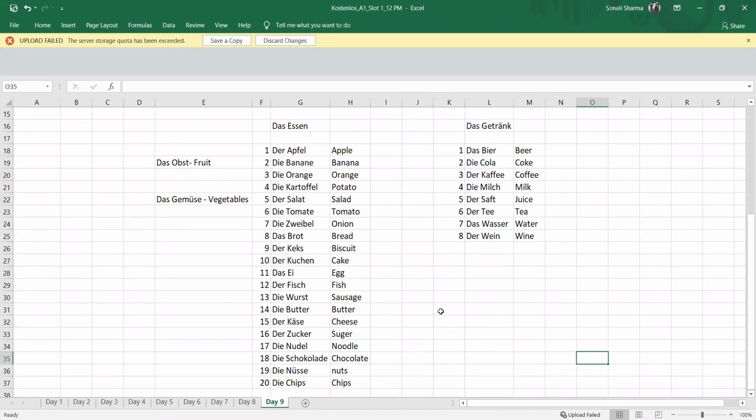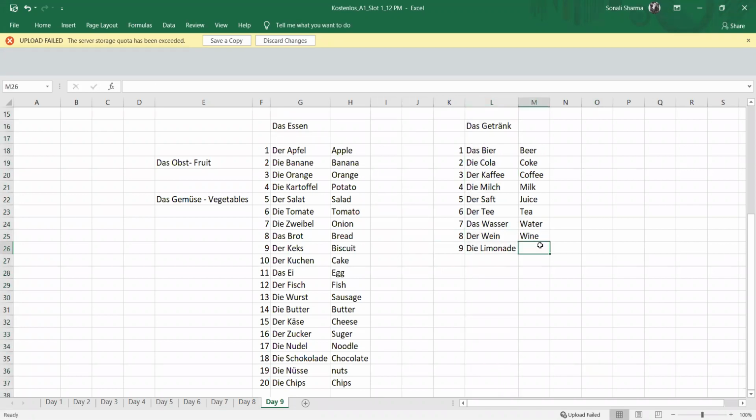So let me add one more. Number 9 is die Limonade. Die Limonade is lemon juice. You can also call it lemonade, like we have shikanji. That is Limonade.